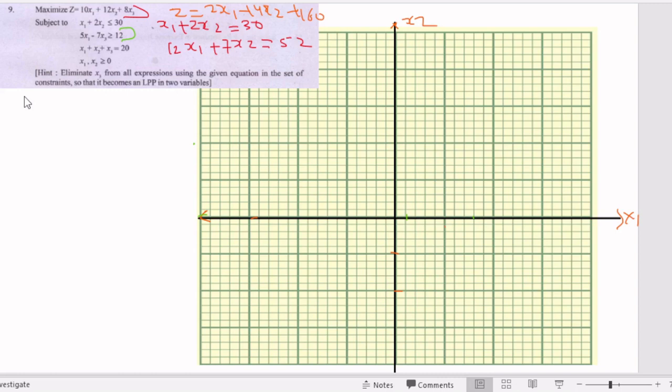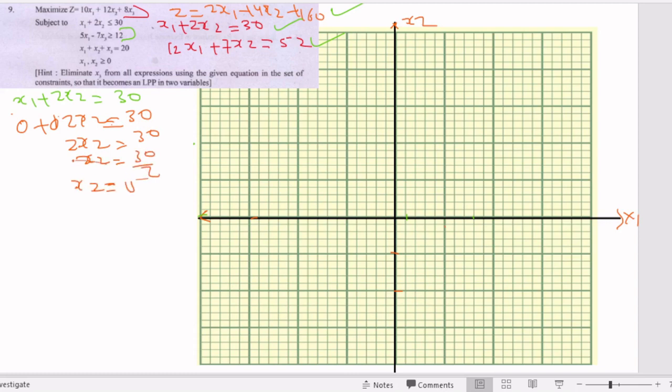So now my objective function also changed, and the other two equations also got changed. You can see here, this got changed, this got changed, this got changed. Now we have to find the coordinates of these equations. Okay, let's see the first equation, x1 plus 2x2 is equal to 30. In this equation we have to find the coordinates. How to find the coordinates? I taught you multiple times. If I say x1 is equal to 0, then in that case 2x2 is equal to 30, x2 is equal to 30 by 2, x2 is equal to 15. This is the first one.